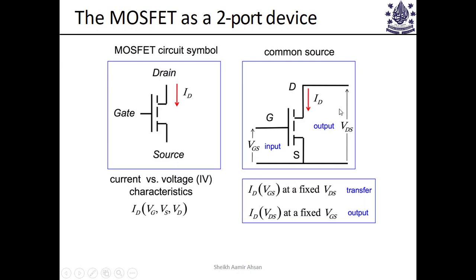On the other hand, if we see ID, the drain current, as a function of the drain to source voltage, ID is after all an output quantity, and the output voltage VDS is also an output quantity. So output versus output. So this is an output characteristic for a fixed gate to source voltage. Just keep this in mind, because this is the bread and butter of those people who work on semiconductor devices, these equations.